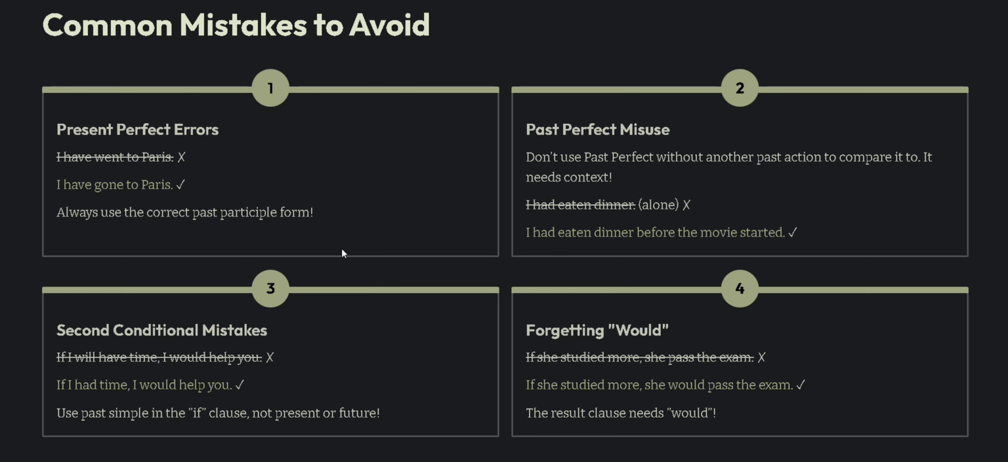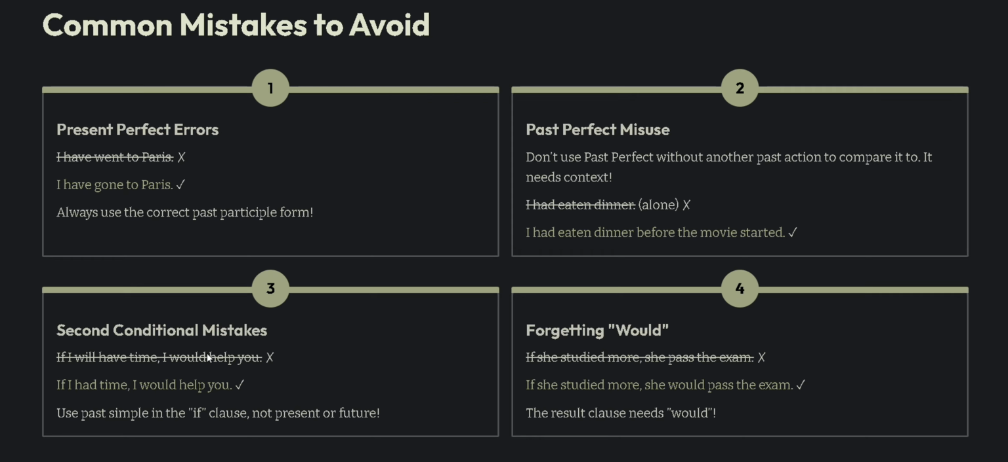Some common mistakes that you can avoid: in present perfect, some of the times you put the verb in past, but that's not correct. You need to put it in past participle form. In past perfect, you are not using the past action before the other, so it's not clear, because you need to add context. So I had eaten dinner, that's just a sentence representing the past, but you need to focus and then write two sentences. I had eaten dinner before the movie started.